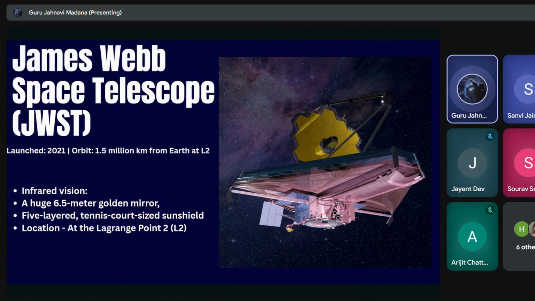Launched in December 2021, it's not just a telescope, it's kind of a time machine peeking into the past. It has infrared vision, a huge 6.5-meter golden mirror, and a 5-layer, tennis court sized sun shield, located at Lagrange point 2 beyond the Moon. With the James Webb Telescope, we can peek inside star-forming regions, analyze exoplanet atmospheres for signs of life, and observe galactic collisions. Now, I want to show you a video of the moment.